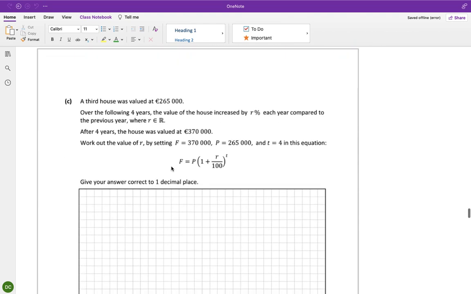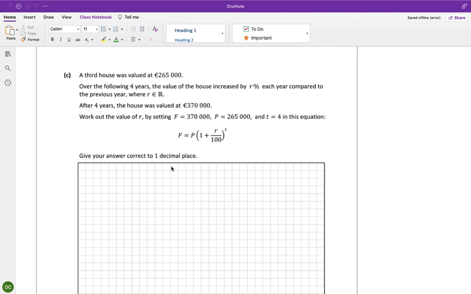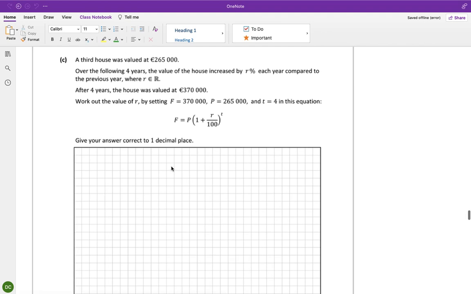All right, and this one. A third house is valued at 265,000. Over the following 4 years, the value of the house has increased by r% each year compared to the previous year. After 4 years, the house is valued at 370,000. Work out the value of r by setting F equal to 370, P is 265, and T is 4.